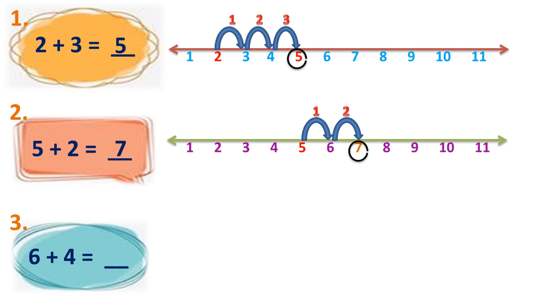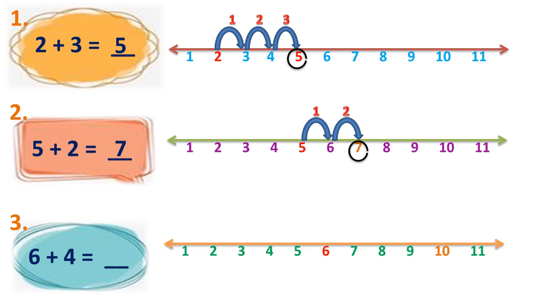The next one is 6 plus 4 equals dash. See the number strip. First you put your finger at number 6. Then you want to jump 4 steps forward. Okay, 1, 2, 3 and 4. Now we reach 10. So 6 plus 4 equals 10.